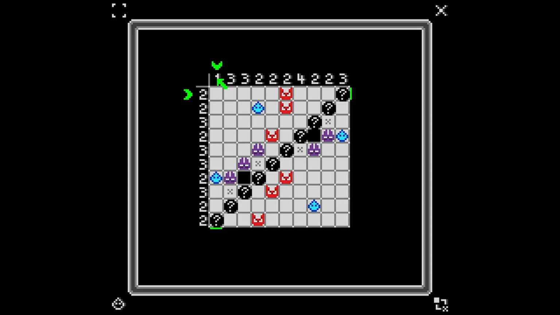In this column, there is only one wall, and it has to be between here. So it can't be here. In this row, two walls, one of them has to be here, and one of them here. So this is not a wall. Now we can see that these three bombs are connected. These two bombs are connected. These two bombs are connected.